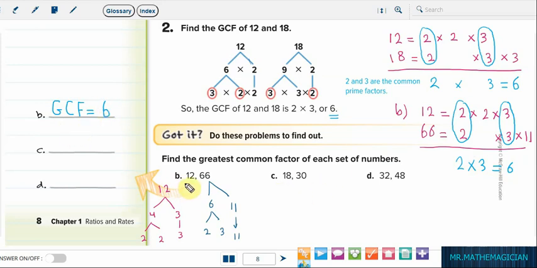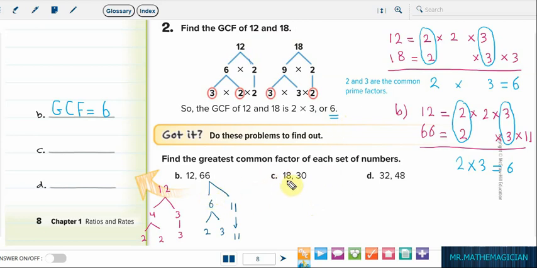And you can notice that both numbers, 12 and 66, both of them are divisible by the number 6. Also here, both 12 and 18 are divisible by the number 6. This is for you to check your answer.